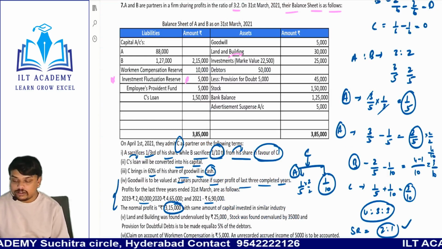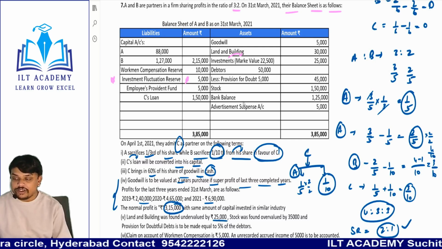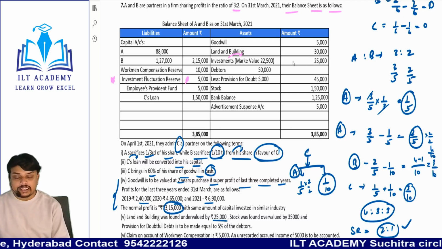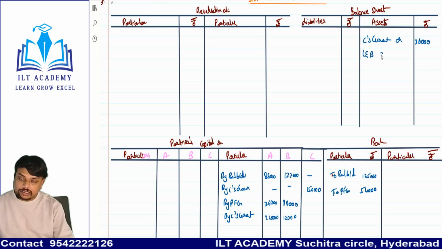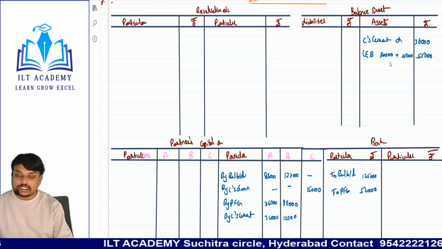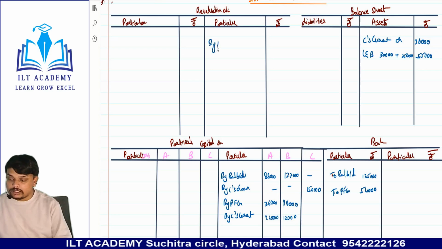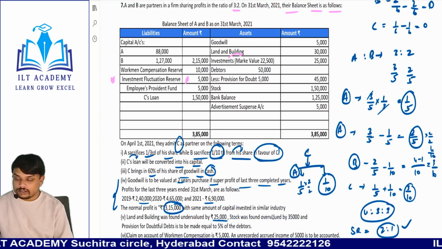Now land and building, now it is a cakewalk for you. Land and building was undervalued by 25,000. Land and building shows how much? 30,000. Undervalued by 25,000. So it becomes 55,000. Land and building we had shown, so by land and building 25,000. Any doubts?